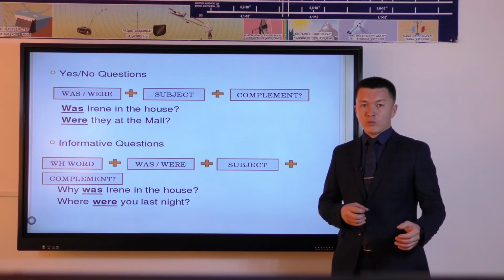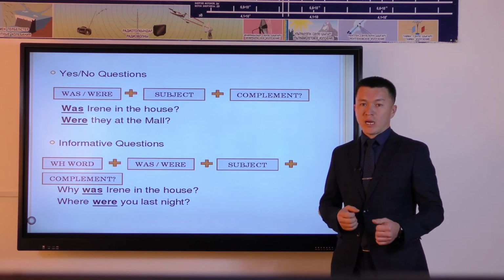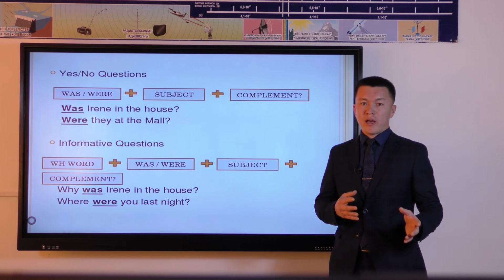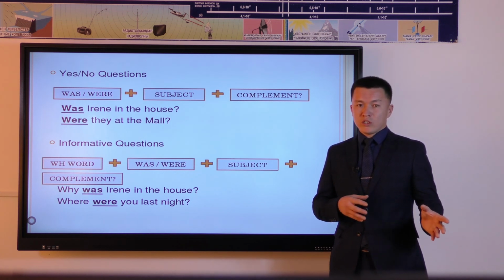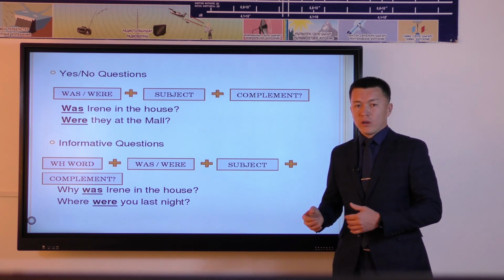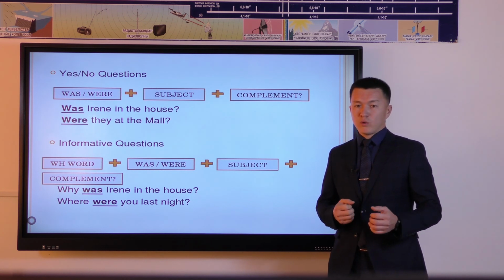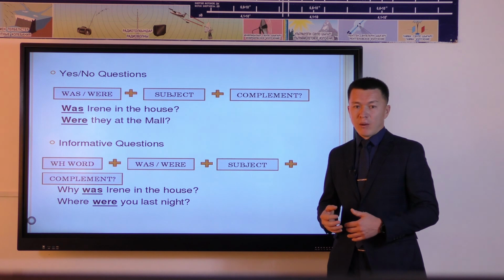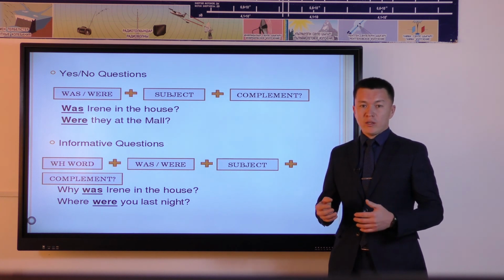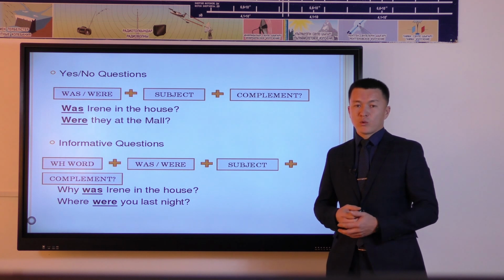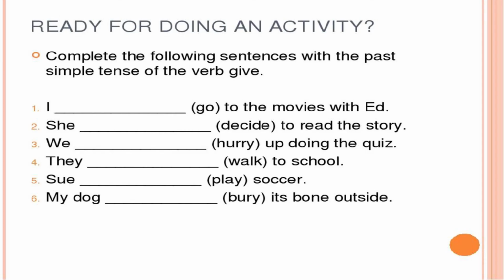In a yes-no question, we use was or were plus subject and complement, like, was Iron in the house, or were they at the mall? And we can answer this question like, no, she wasn't, or yes, they were. And in informative questions, we use WH words plus was or were plus subject and complement, like, why was Iron in the house, or where were you last night? And also these questions ask for a full answer again.